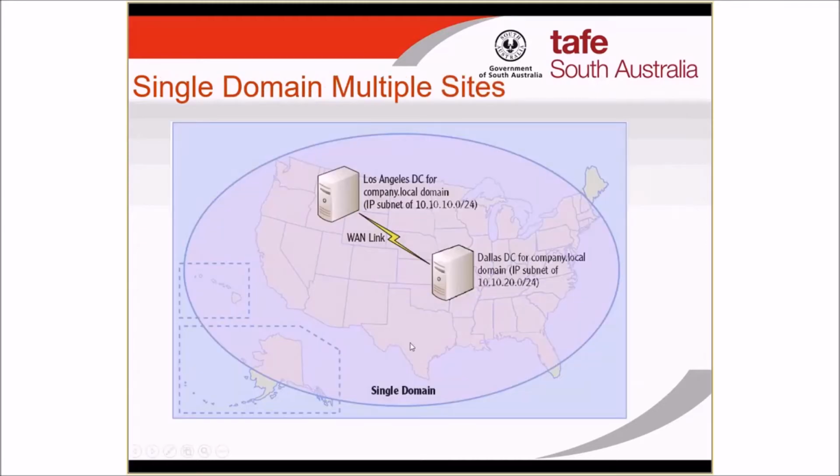So here's an example of a site. You've got a Los Angeles site and a Dallas site, and you can see they're connected by a WAN link, but within the site they're probably connected by at least a gigabit network. And you can see the subnet IP addresses 10.10.10.0 and 10.10.20.0/24, which has obviously been a Class A subnetted to a Class C.